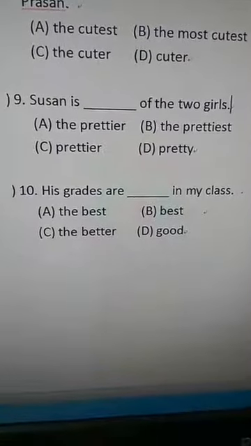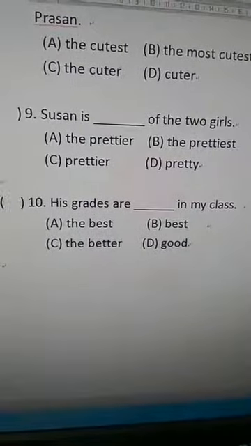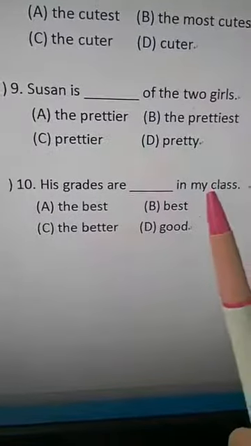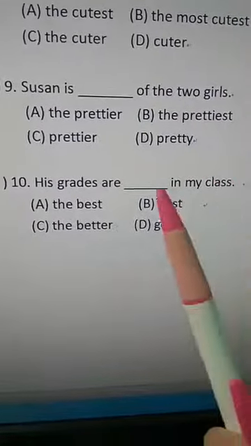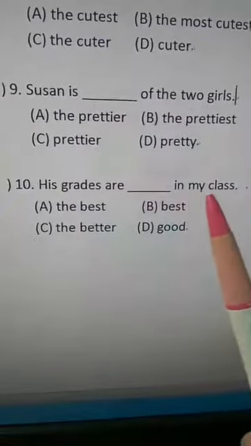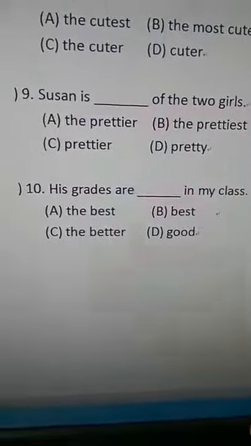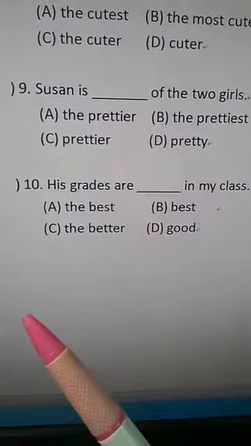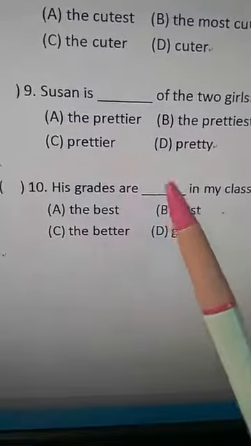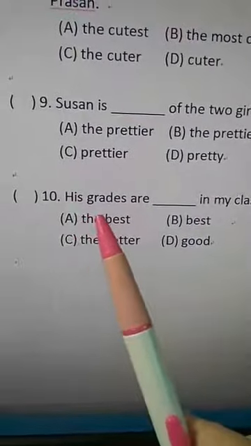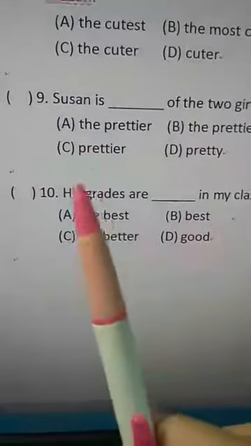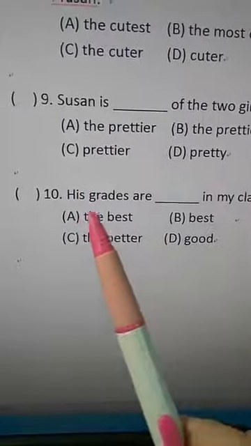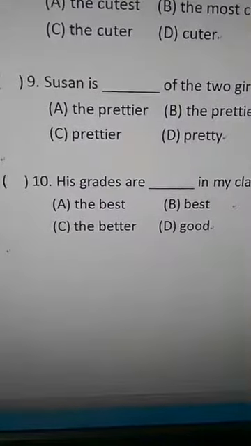Okay, number 10, what's the answer? Okay, all the time I tell you, find out the keywords first. The keywords is in my class. So whenever you see something like a range, some place, in which someone is the best, we use the superlative form. So A is the answer, correct. And whenever you use superlative form, remember to use THE here because the subject is the only one, the unique, the special one, and for something special we need to add THE here. So the answer is A.